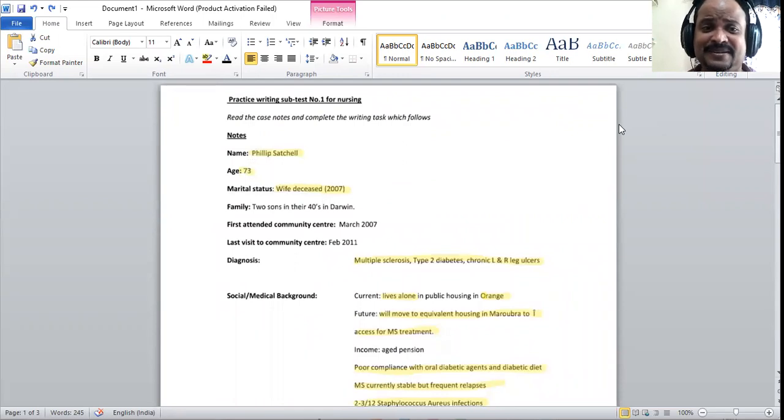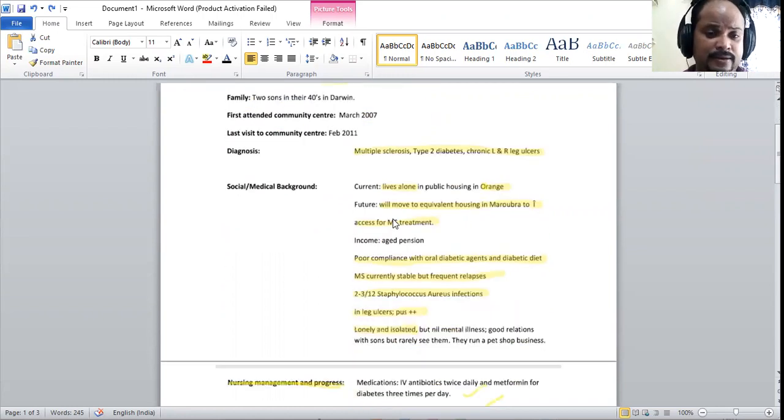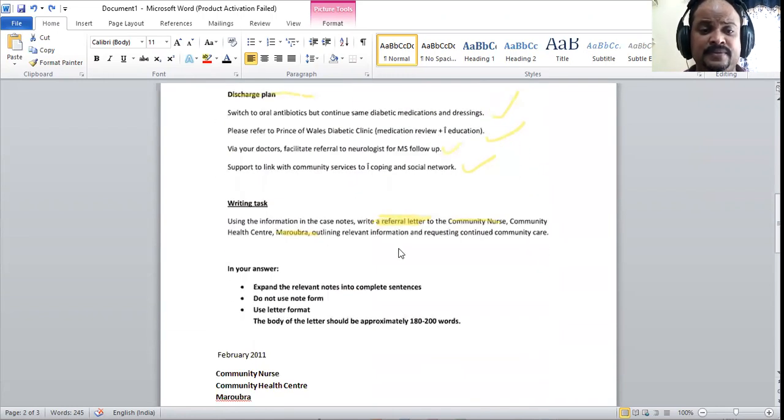Hello, everyone. Today we are going to discuss OET writing, nursing. The patient name is Phillip Satchell. This letter is a referral letter. You can see that this is a referral letter.